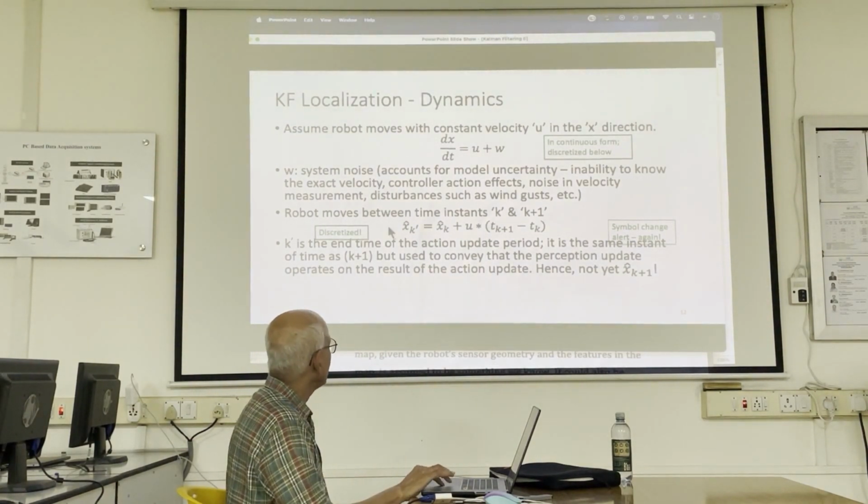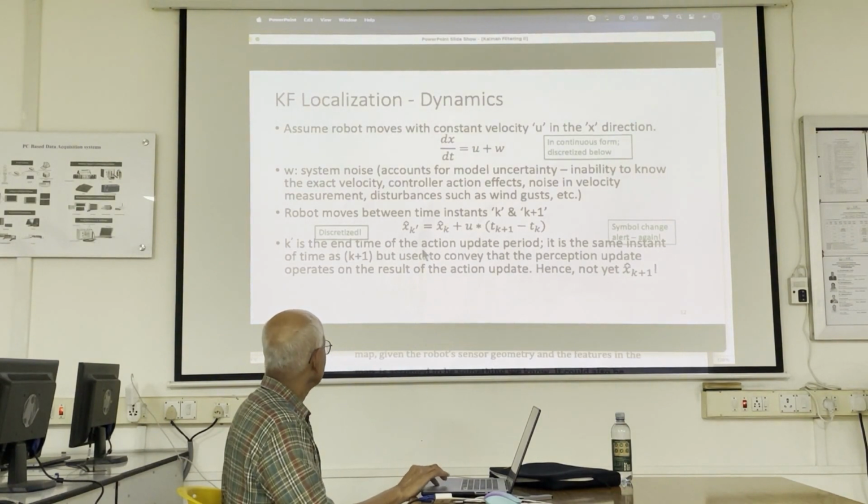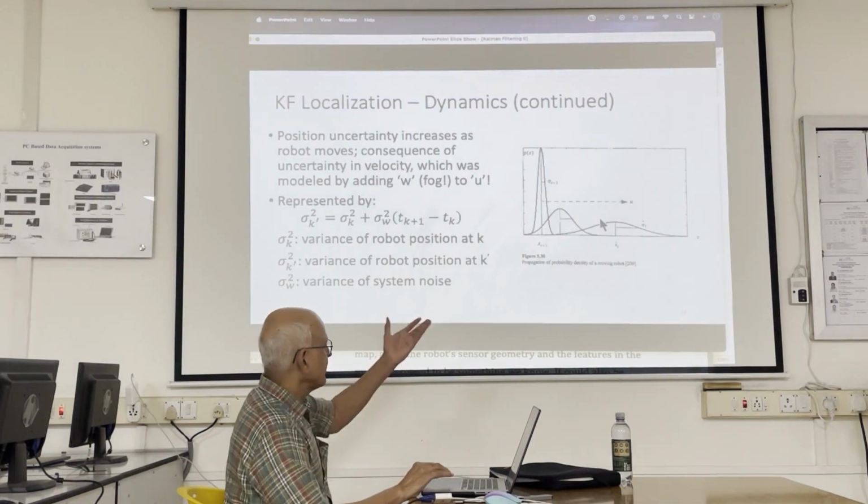So this is a discrete form that a digital computer will implement. So K prime is the end time of the action update, the counting steps phase. It is the same instant of time as K plus 1, but used to convey that the perception update operates on the result of the action update. Okay, so the same figures.